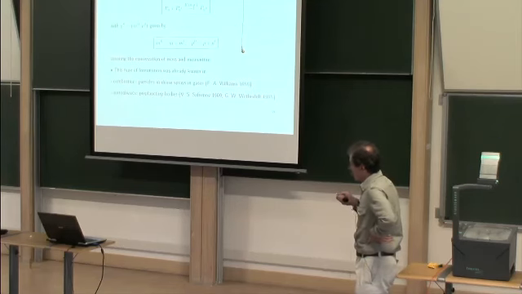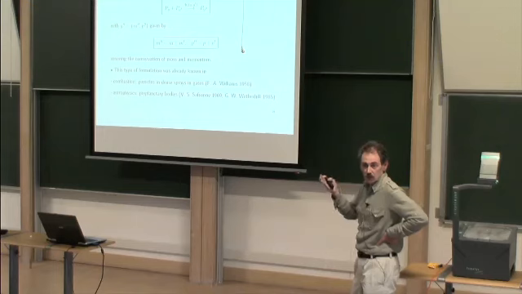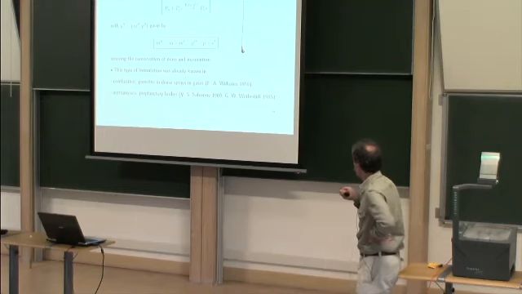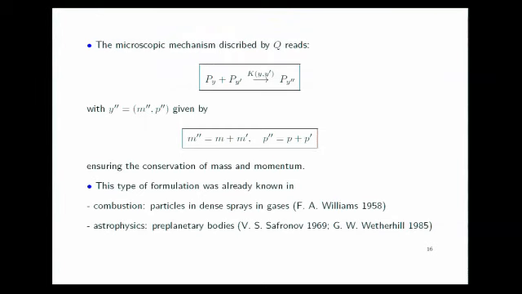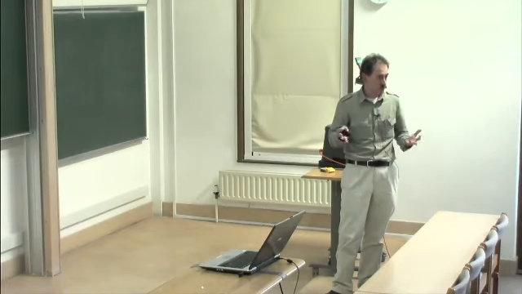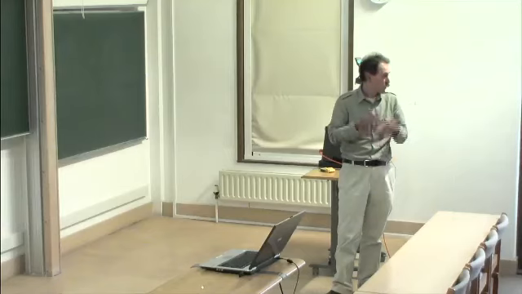Of course, that kind of equation was already known for a long time. For example, in combustion, in sprays, in combustion in gases, you can find a very similar equation in the book by Williams in '58. In astrophysics, you can find things probably even before. I'm not sure, but that equation, a kind of Smoluchowski equation involving the velocity, was already known.